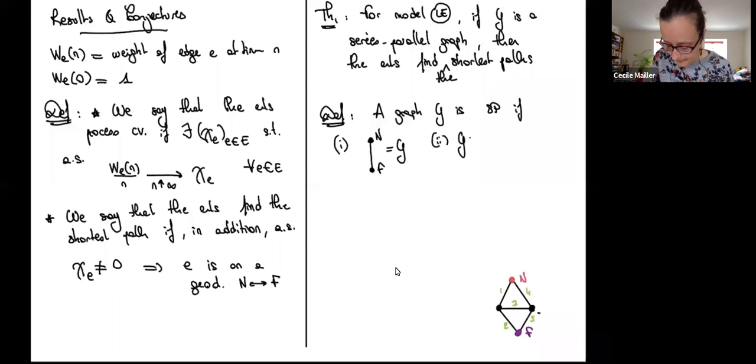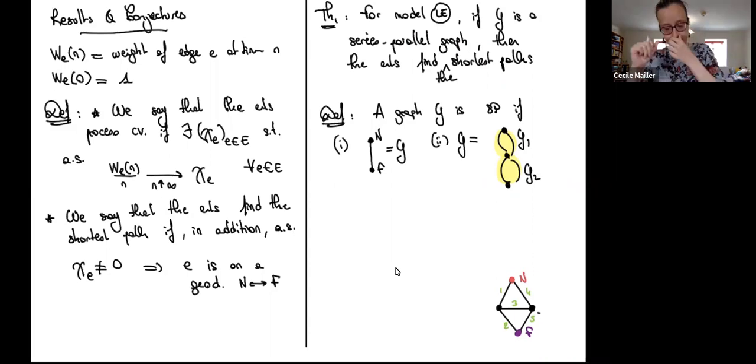The second case is that G is two series parallel graphs that have merged in series. Here, I put one series parallel graph on the top, and I merge the source of fluid of this top graph with the nest of the bottom graph, right? So this is a graph G1, this is a graph G2, and G1 and G2 are smaller series parallel graphs that I merge in series.